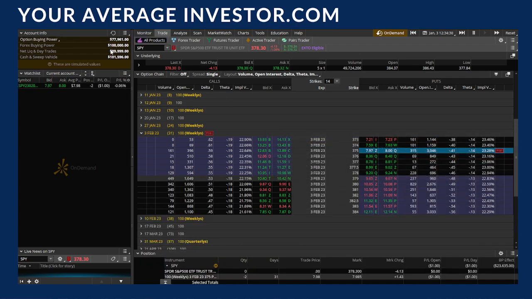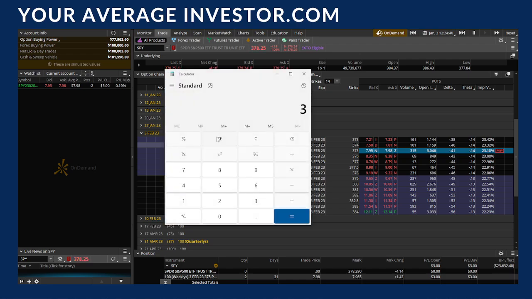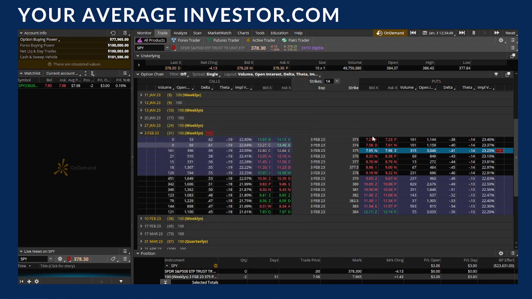And of course, you can see I'm playing with a $100,000 account here as a simulated account. And so I've got plenty of cash to secure those two puts, right? So if I do $375 times 100, that's going to cost $37,000 to secure that put. And of course, I did two contracts, so that's going to cost $75,000 to secure those two puts.